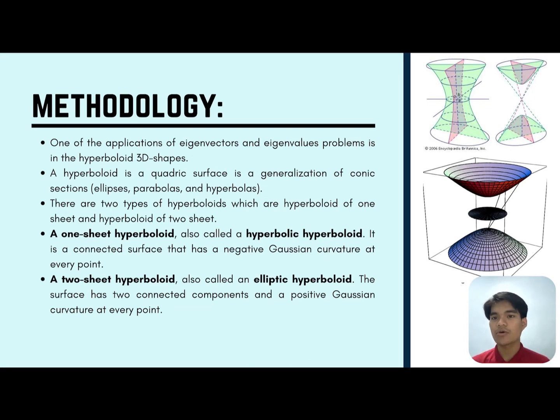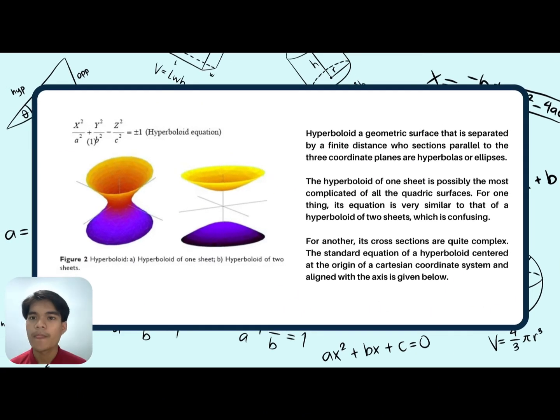Next, one of the applications of eigenvectors and eigenvalues is in hyperboloid 3D shapes. A hyperboloid is a quadratic surface, a generalization of conic sections consisting of ellipses, parabolas, and hyperbolas. There are two types of hyperboloid shapes: hyperboloid of one sheet and hyperboloid of two sheets. Hyperboloid of one sheet is possibly the most complicated of all quadratic surfaces because of its confusing equation and its quite complex cross sections.